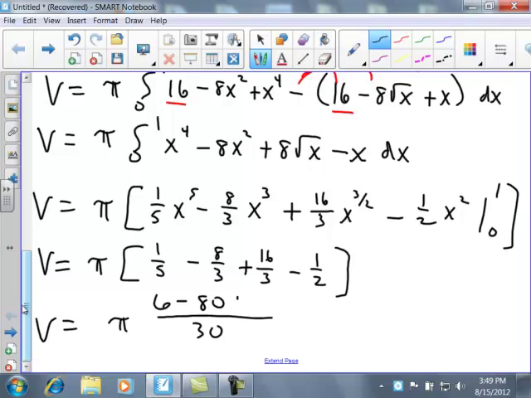Multiply 16 by 10, that's going to be 160. And multiply 1 by 15, that's going to be minus 15. If you add all those up there, you have negative 80 and 160, which gives you a positive 80, plus 6, 86 minus 15, is going to give me 71 pi over 30 for my final answer there.